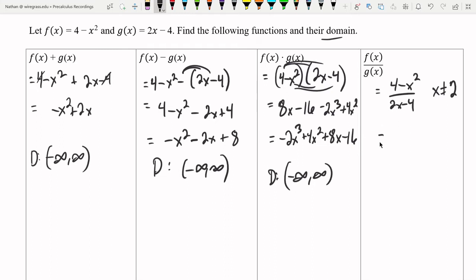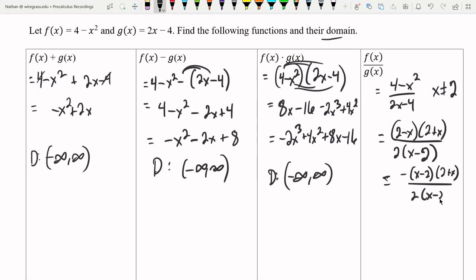This, however, can be simplified, I believe. This is a difference of 2 squares on top. 2 minus x, 2 plus x it can factor down into. On the bottom, I can take out a 2. And I can rewrite this thing on top by taking out a negative. I factored out a negative from the top, and that gave me x minus 2, 2 plus x, and those cancel. And so we get negative 2 plus x over 2. So I can write it like this.